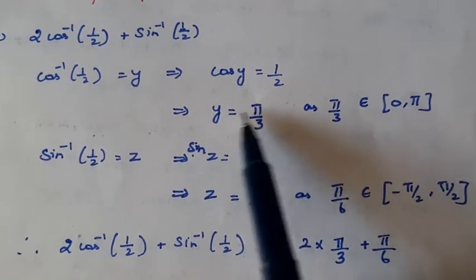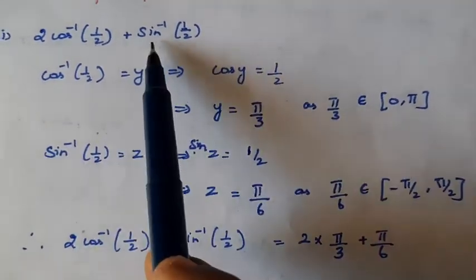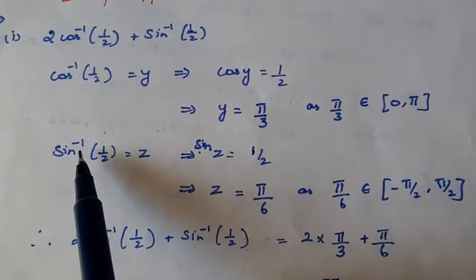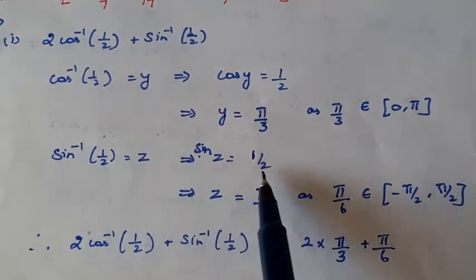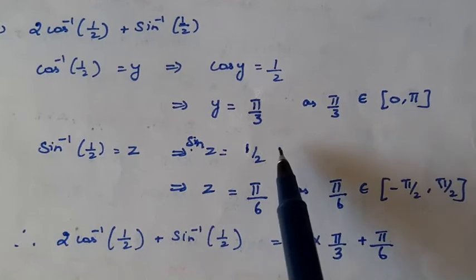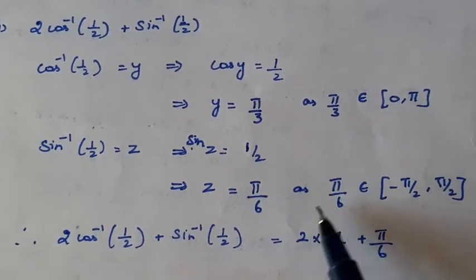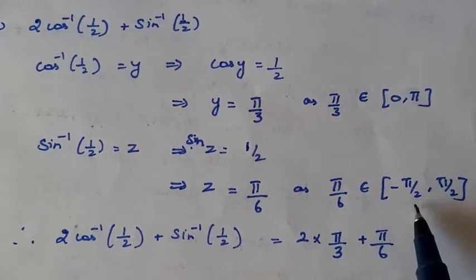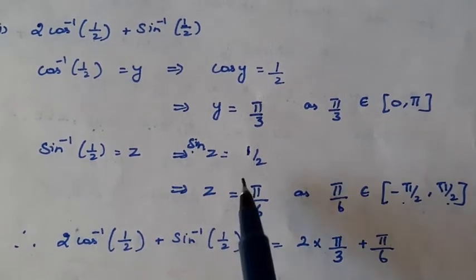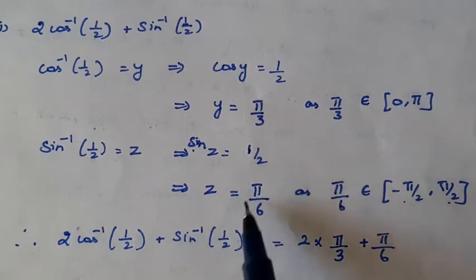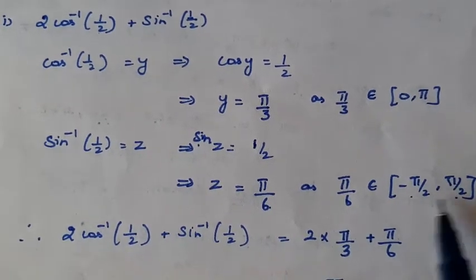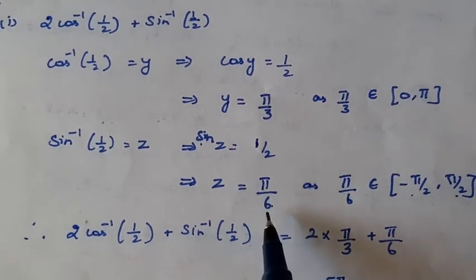You can take y as pi by 3. Similarly, let us take the sin inverse of 1 by 2 to be some z. So by definition sin z is equal to 1 by 2. As it is again a positive quantity, you have to choose the angle in the first as well as the fourth quadrant, because the principal domain for the inverse sin function is minus pi by 2 to pi by 2. And you know that sin 30, that is pi by 6, is 1 by 2, and pi by 6 clearly belongs to this required domain, and therefore z is equal to pi by 6.